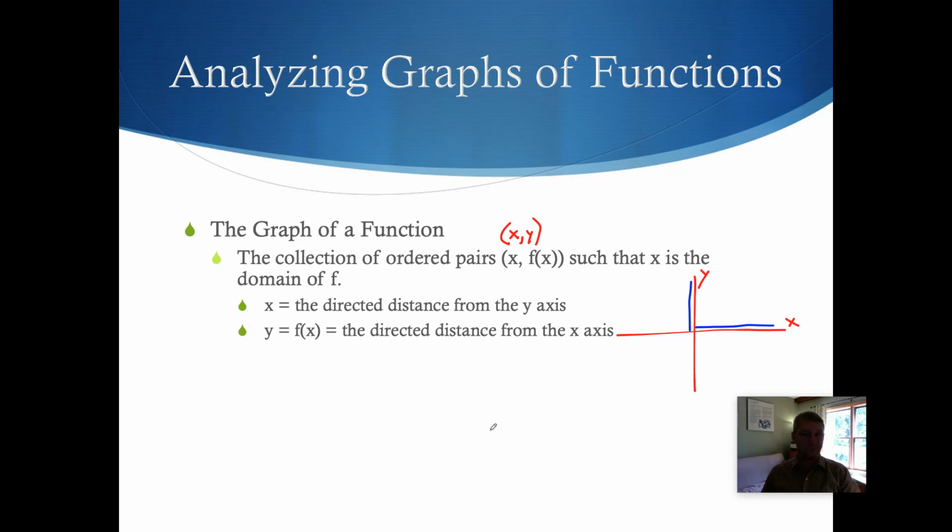So here's the x-axis, 1, 2, 3, 4, or of course we can also do either of these in the negative direction. Okay, so the graph of the function is simply defined as the collection of ordered pairs x, f of x, such that x is the domain of f. And x, of course, is the distance from the y-axis, and the y value, or the f of x value, is the distance from the x-axis.